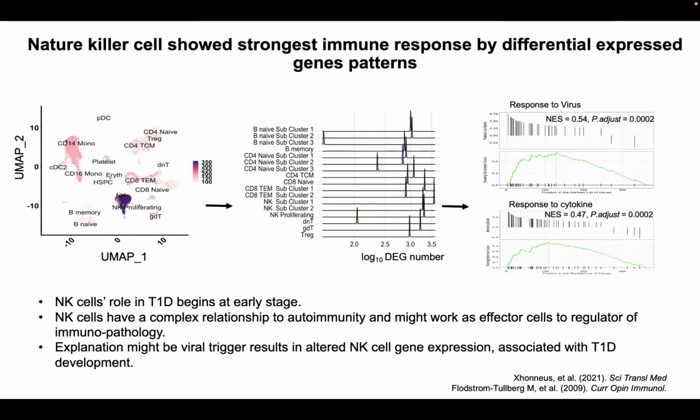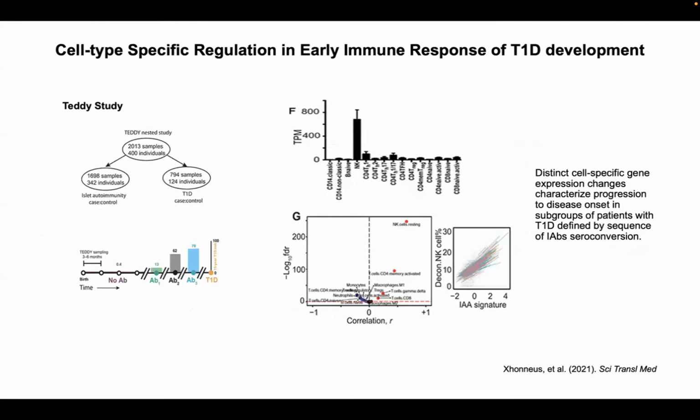An explanation for this might be that a virus trigger results in altered NK cell gene expression. This result was similar to one of the recent TEDDY study findings. We all know that in the TEDDY study, they collected samples from high-risk infants, tracing them from birth to the age of 15, so they can collect samples every 3 to 6 months.